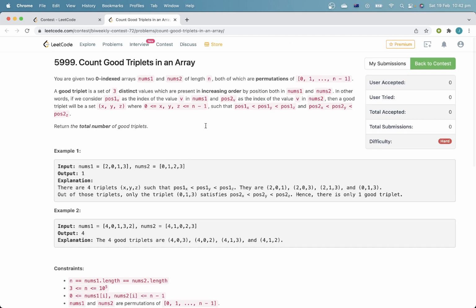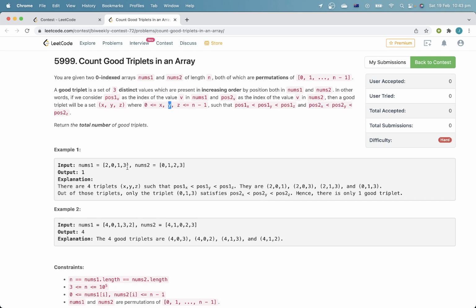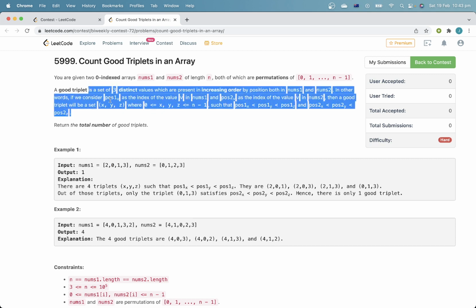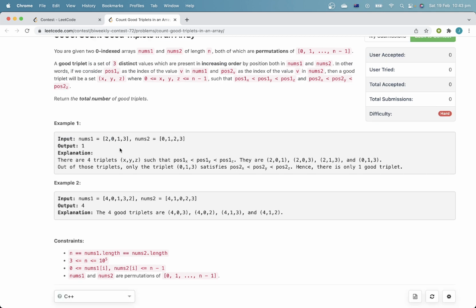Finally, for question four, whenever I see three elements, a very useful technique which I find is to iterate over the middle of the three elements. If we can iterate over the middle element in nums1, and figure out how many elements to the left can be candidates for the first value, and how many to the right can be candidates for the third value, then multiplying those two values together gives us the number of good triplets where the middle element is the current element we're iterating.